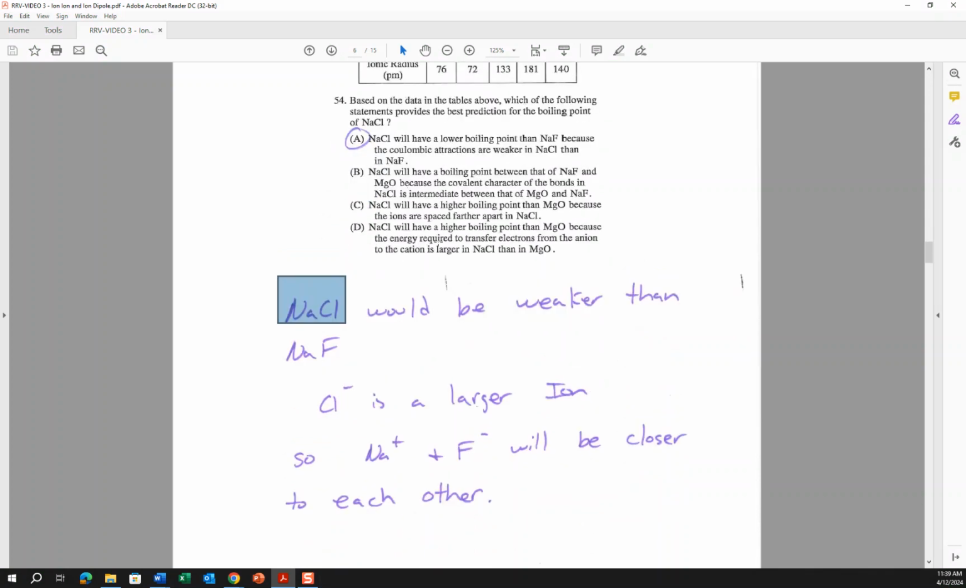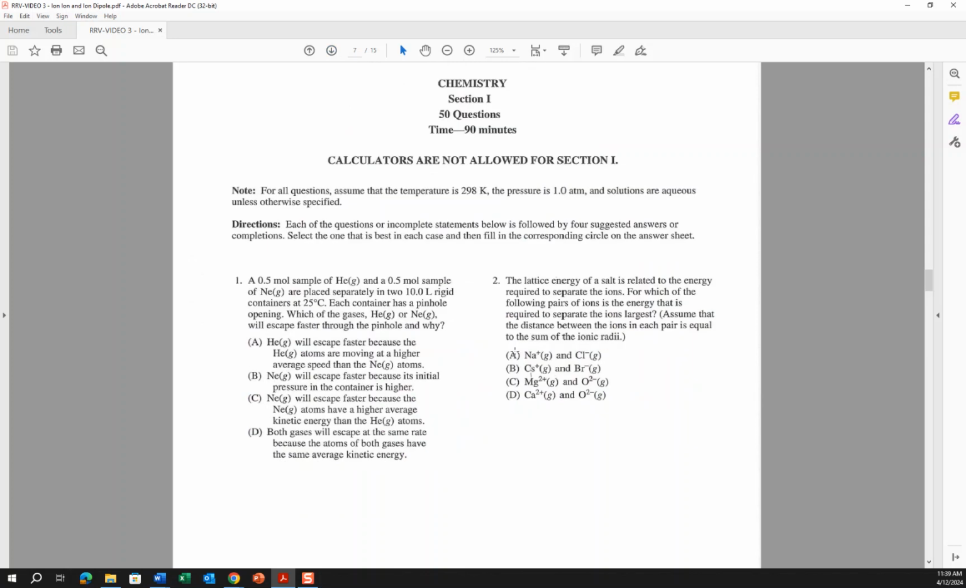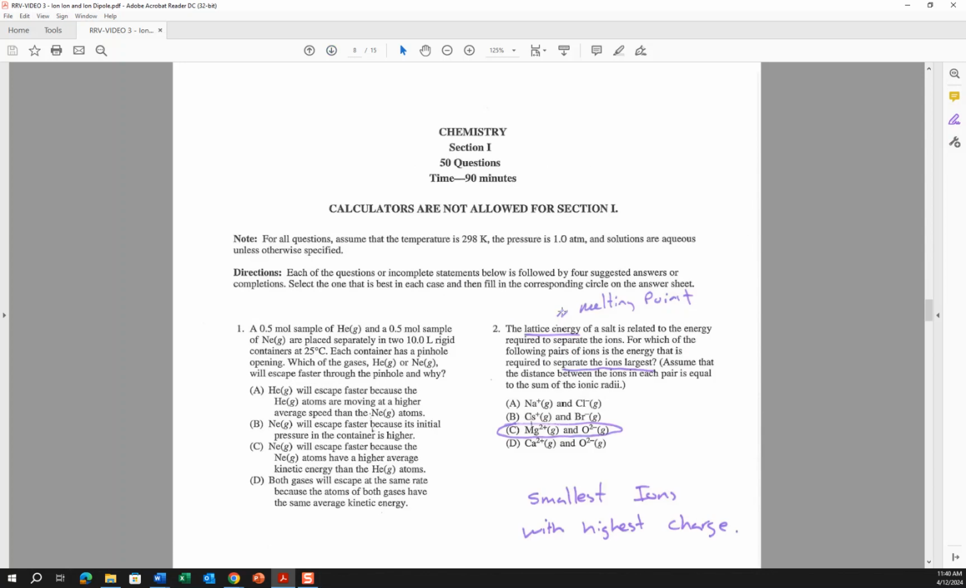Okay. Here it is asking: for which of the following pairs of ions is the energy required to separate the ions the largest? So the largest lattice energy. Remember, lattice energy you can kind of equate to the melting point or boiling point of an ionic compound. It's really the amount of energy to completely vaporize and separate the ions from each other. But it really just comes down to how strong the ionic bond is.